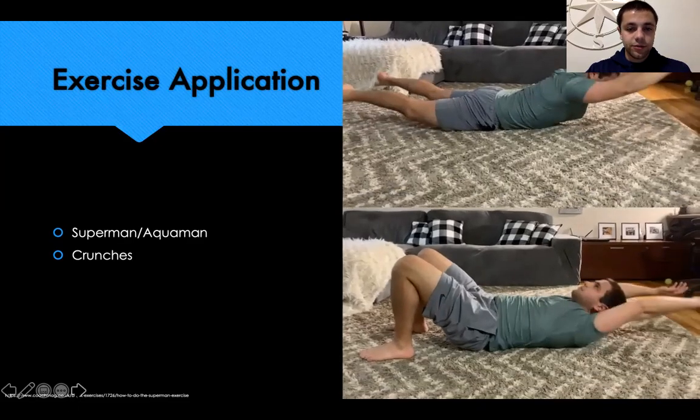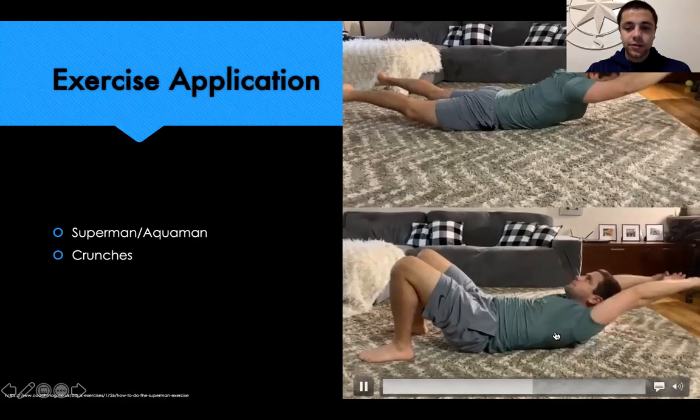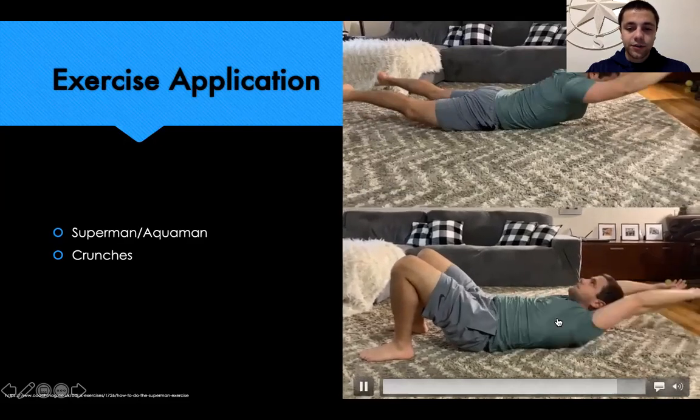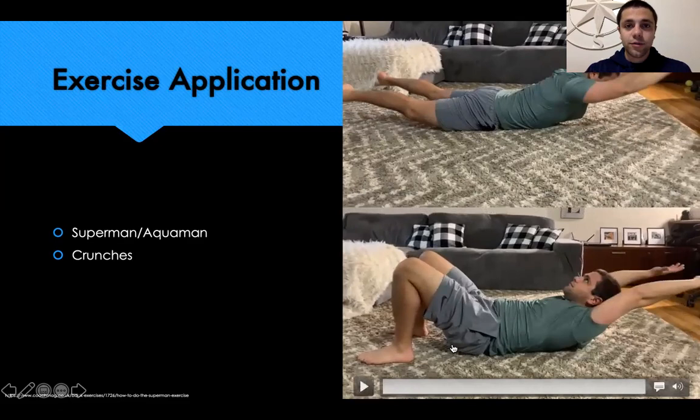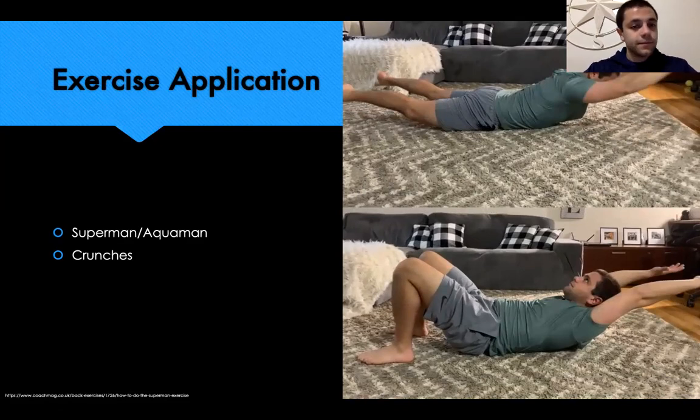And now I'm going to do crunches here. So you can see here, with crunches, when I bring my upper back off the ground, my whole spine is flexing forward. And so I'm using my rectus abdominis and the rest of my abdominal musculature in order to flex my spine up, okay? So again, with Superman, Aquaman, I'm doing extension of my back. With crunches, I'm doing more flexion of my back.